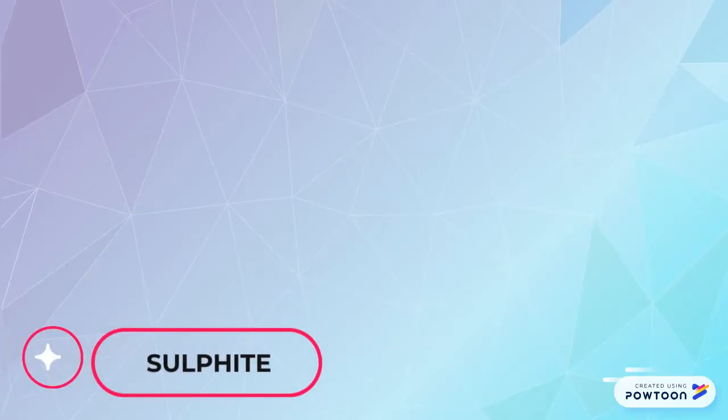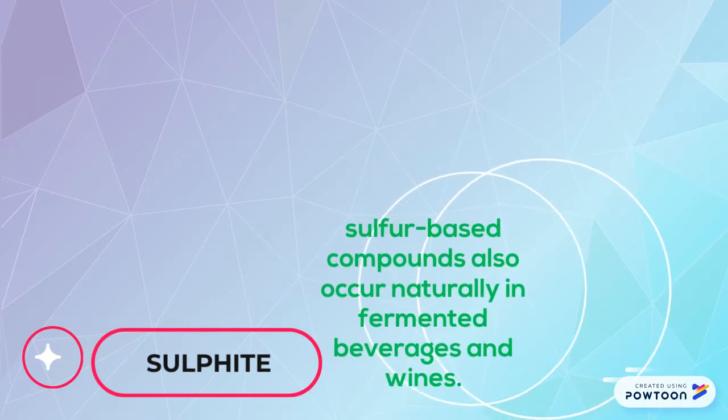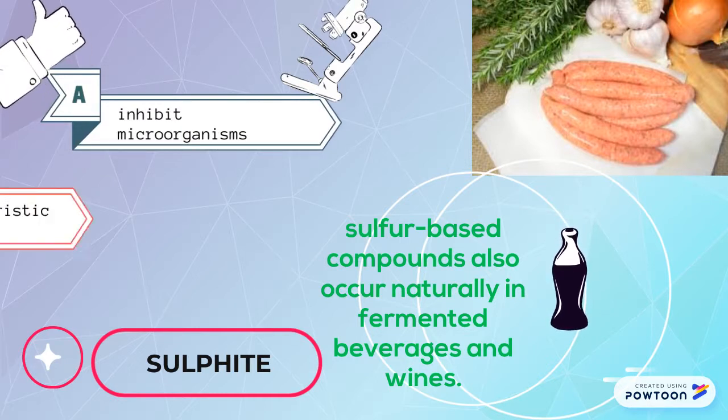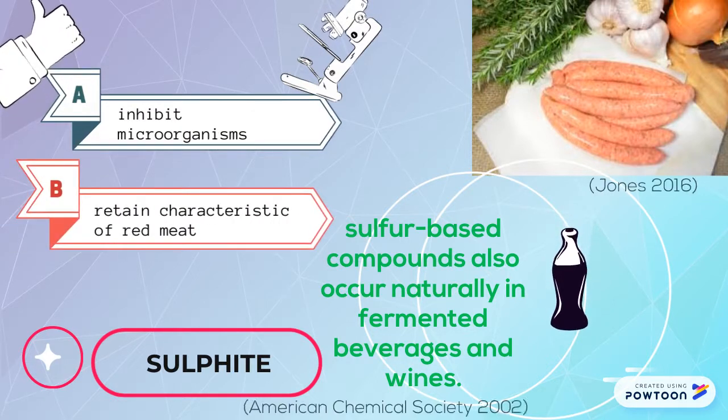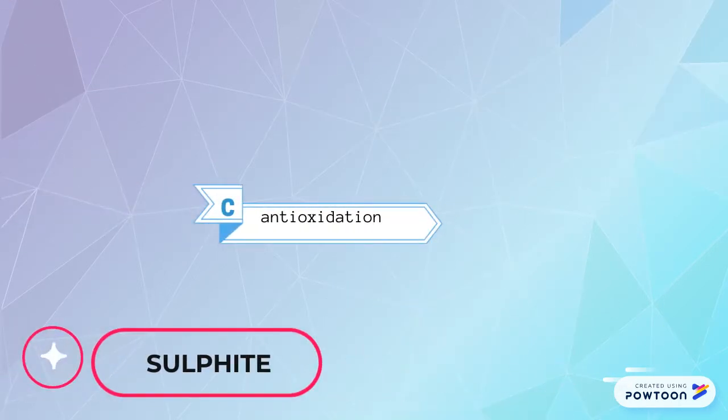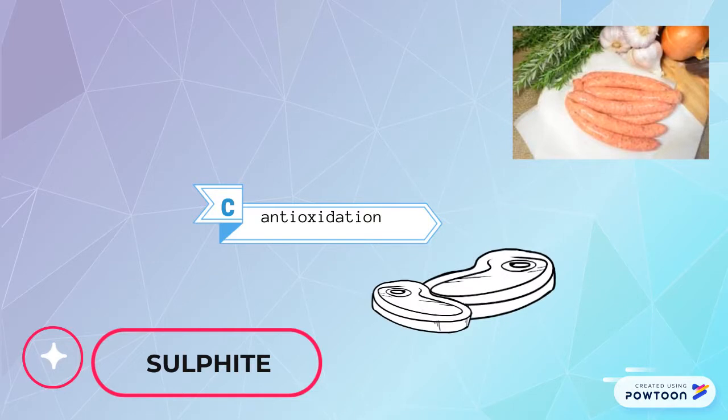Sulfites or sulfur dioxide are also another usual preservative added. Sulfur-based compounds occur naturally in fermented beverages and wines. They inhibit the growth of microorganisms while retaining the desirable characteristics of red meat. Sulfites also work well in terms of antimicrobial and antioxidation. They prevent the oxidation of fats that can lead to rancidity.